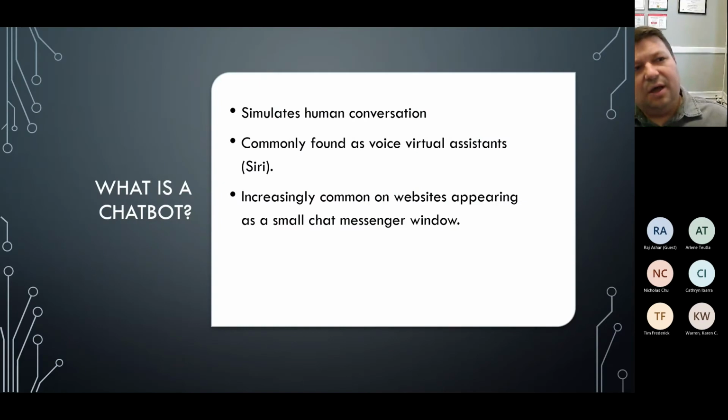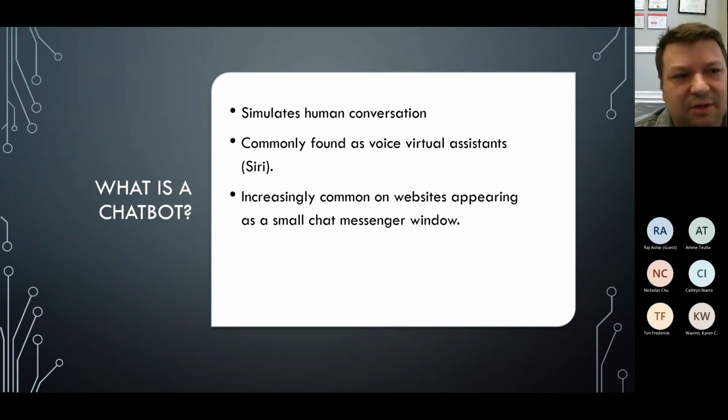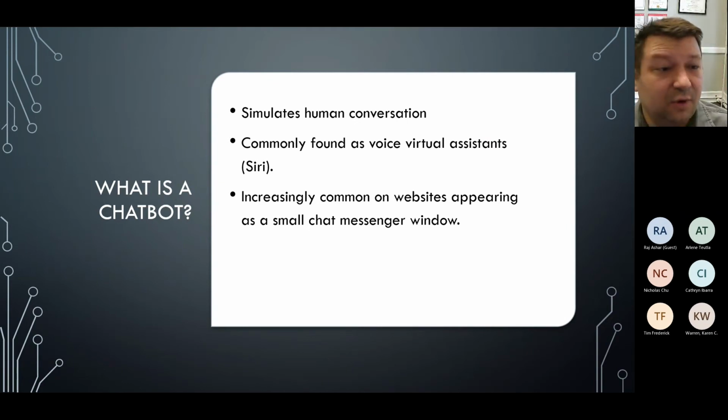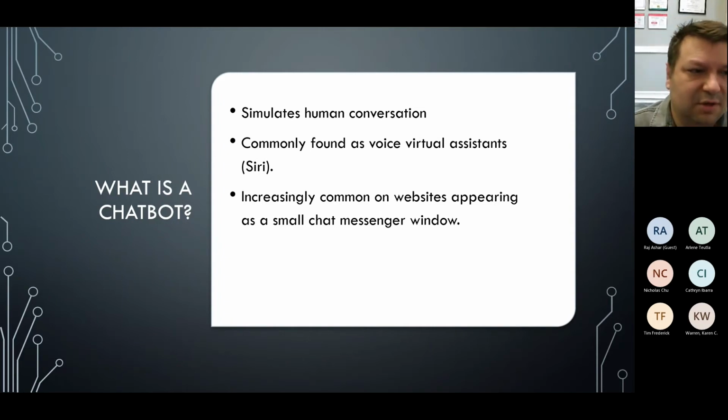So first of all, what is a chatbot? A chatbot is a computer program that simulates human conversation, like one that we might have with a live human being. The most common ways that you're going to encounter them are either voice virtual assistants like Siri or Alexa, or on websites. On websites, the format you will encounter them in will usually look a little like a chat messenger window, like Facebook chat or Google chat.